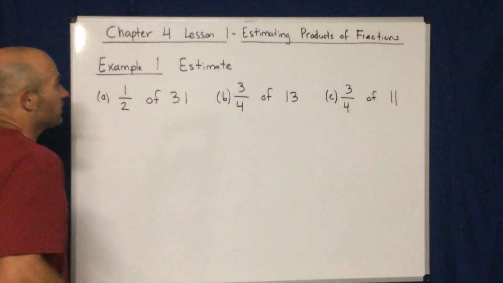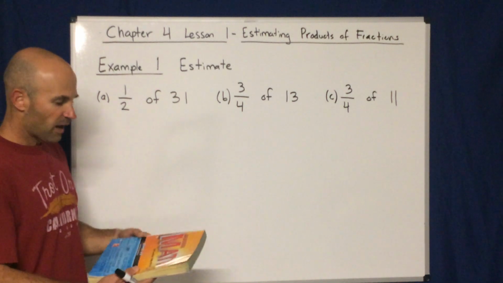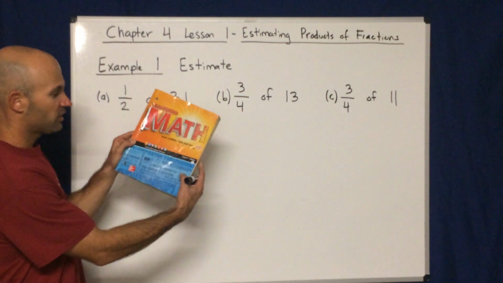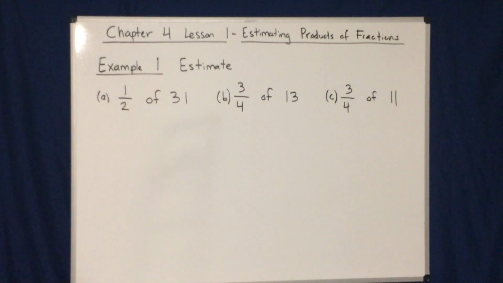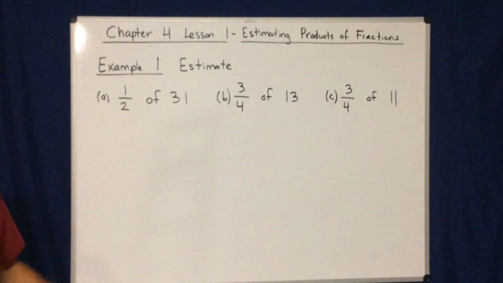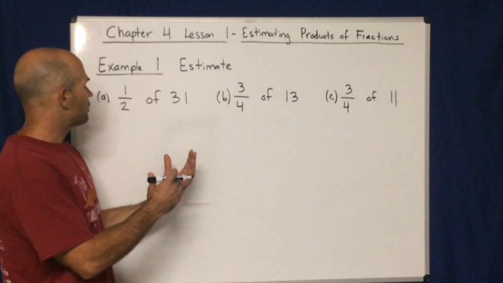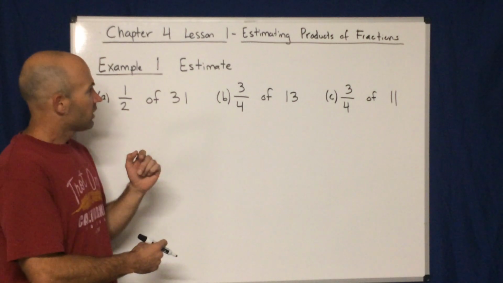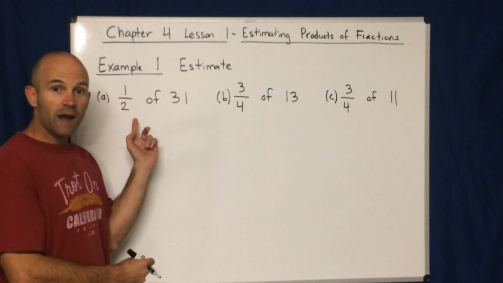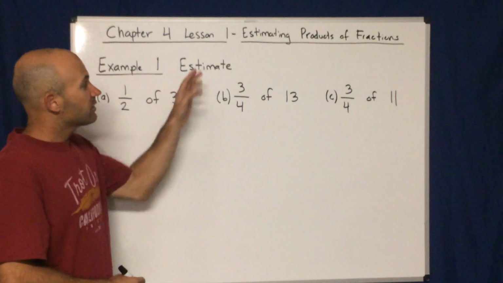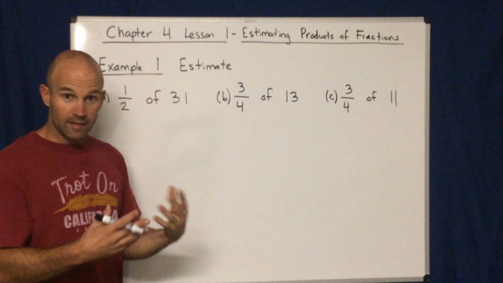Right, this is chapter 4, lesson 1, estimating products of fractions from California Math, Common Core edition, course 1. In this lesson, they are going to be leading you into thinking about multiplying a fraction times a whole number. In example 2, we'll think about multiplying a fraction times a fraction. And in lessons 2 and 3, they'll show you how to get that exact answer.